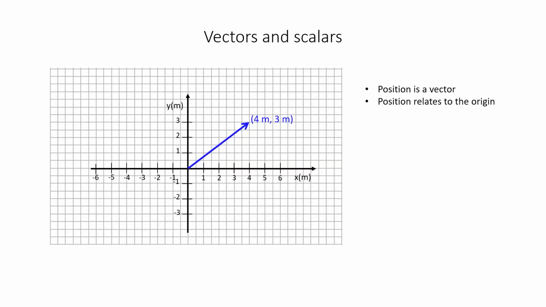Position is a vector, and it relates to a chosen origin. So, for example, this position vector starts at the origin, and it goes to the point at x equals 4 meters, y equals 3 meters.